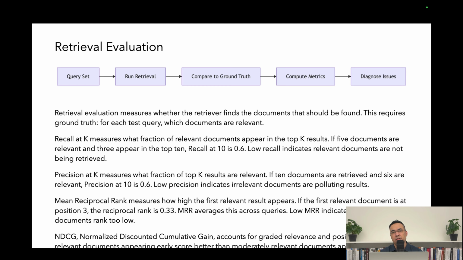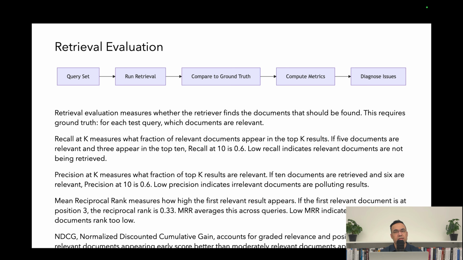Precision at K measures what fraction of the top K results are relevant. If 10 documents are retrieved and 6 are relevant, precision at 10 is 0.6. Low precision indicates irrelevant documents are polluting the results. Mean reciprocal rank, or MRR, measures how high the first relevant result appears. If the first relevant document is at position 3, the reciprocal rank is 0.33. MRR averages this across queries.